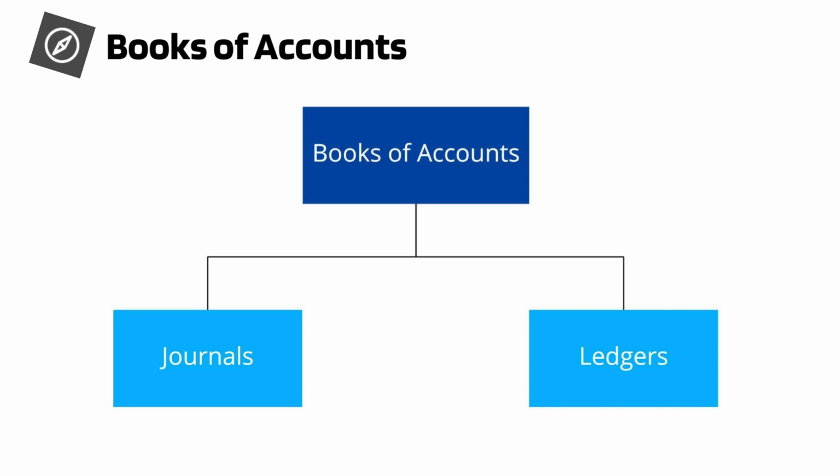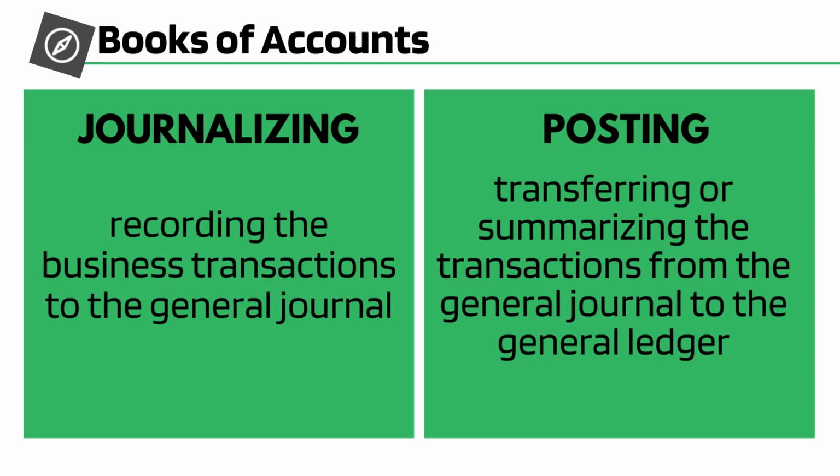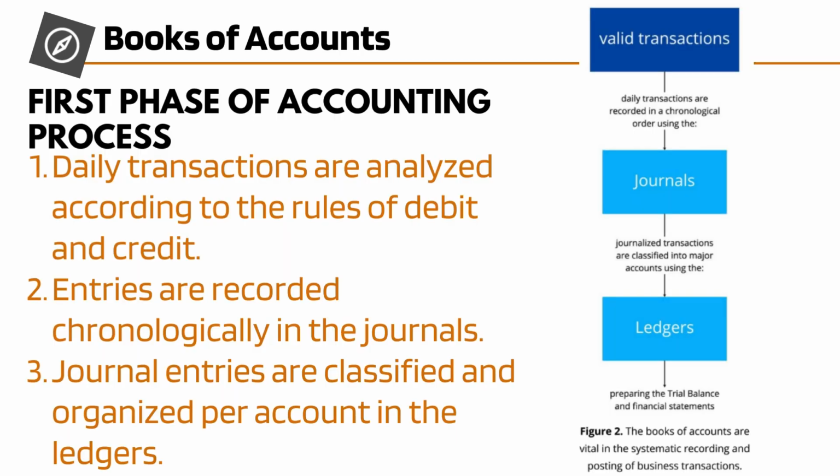We have two main types of books of accounts, namely journals and ledgers. The first type is journalizing. Journalizing is the process of recording the business transactions to the general journal, while posting is the process of transferring or summarizing the transactions from the general journal to the general ledger. In the first phase of the accounting cycle, transactions are analyzed according to the rules of debit and credit and are then recorded in the journal following the double entry system. Transactions are also recorded according to the date on which they occur.